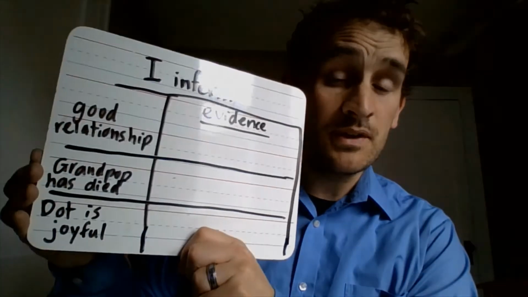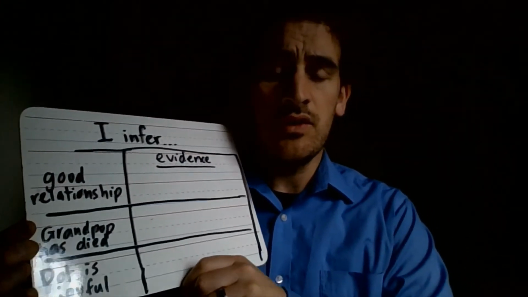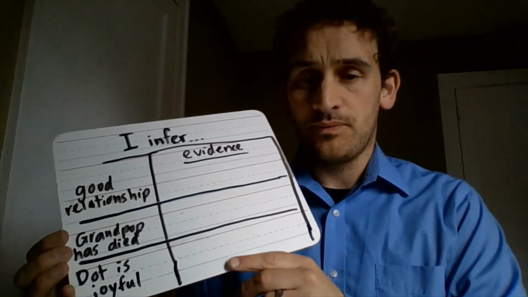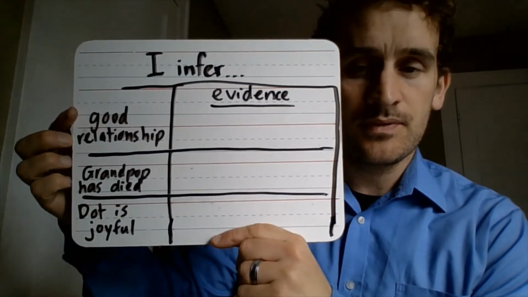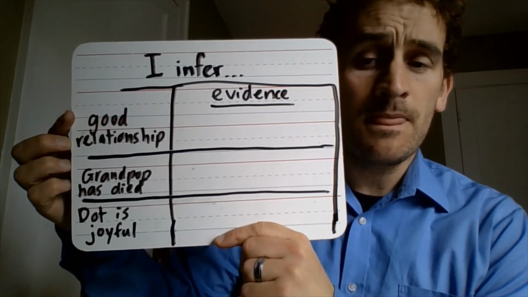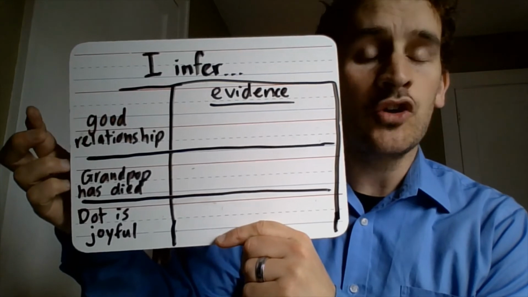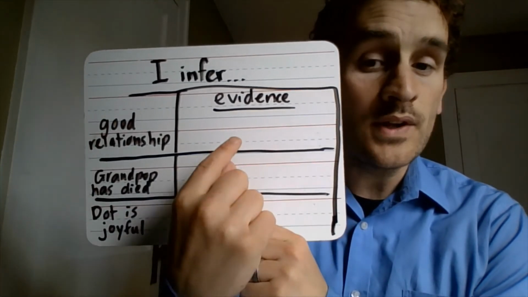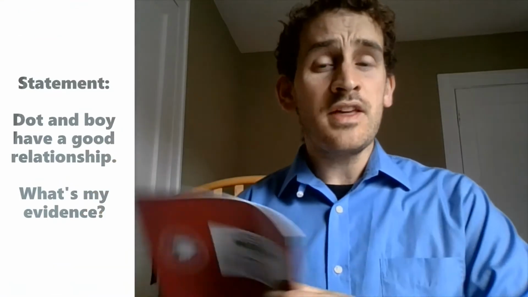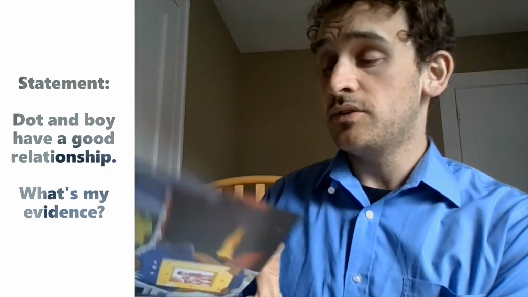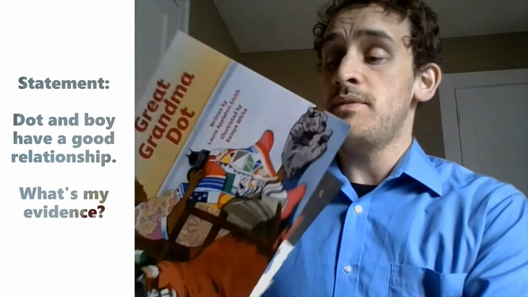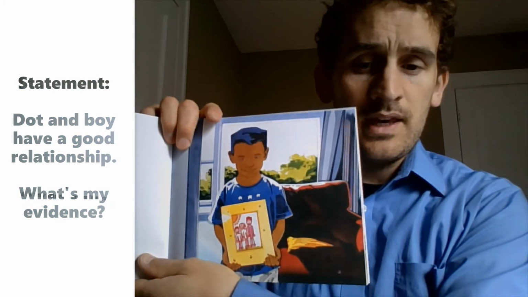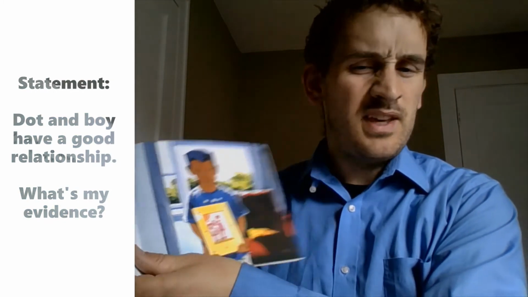That leads me into doing some inferring in the story. First of all, I want to talk a little bit about these statements. It says, I infer that Dot and the boy have a good relationship. Well, what's my evidence for that? Why do I think that's true? I think they have a good relationship because there's evidence on almost every page. Here he's drawn a picture of her. He wouldn't draw a picture of her if she wasn't special.